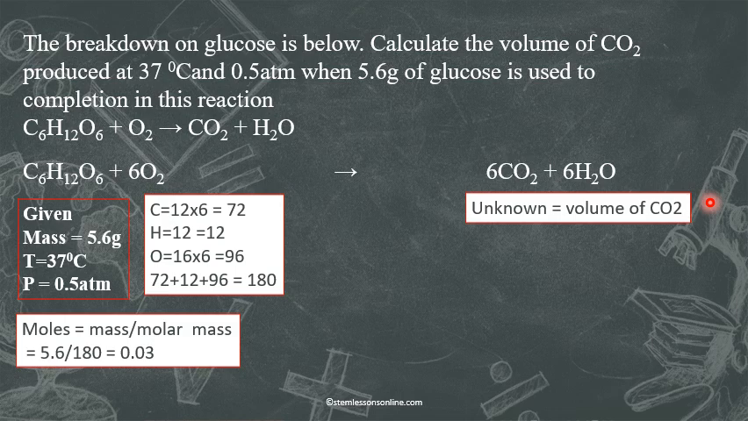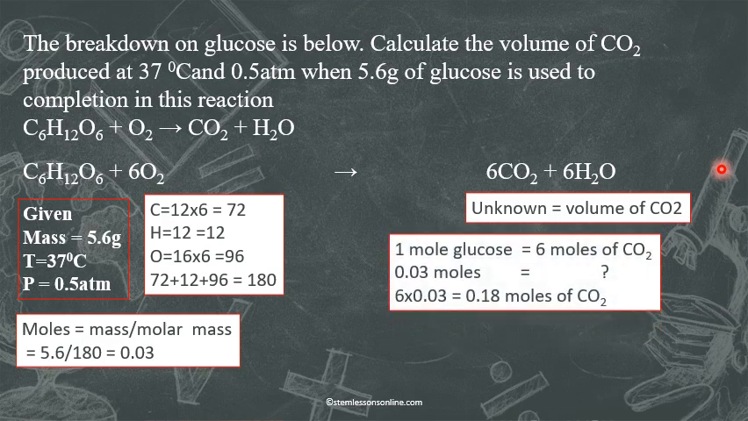And then this is the way I got 180. That's the molar mass of glucose to calculate the number of moles. And then 1 mole of glucose we can see from the balanced equation that corresponds to 6 moles of carbon dioxide. Therefore, 0.03 moles equal how many moles of carbon dioxide? So 6 times 0.03 will give you 0.18 moles of carbon dioxide.